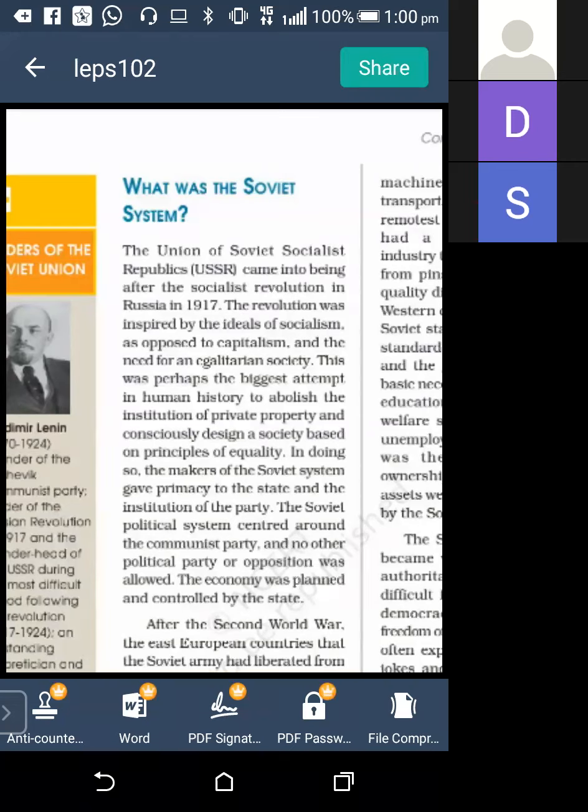In doing so, the Soviet system gave primacy to the state and the institution of the party. The Soviet political system centered around the Communist Party, and no other political party opposition was allowed. Look now, as you go to China, still now, only the Communist Party is there.